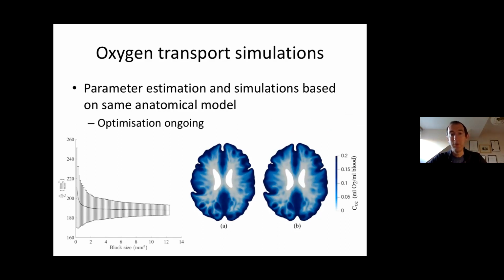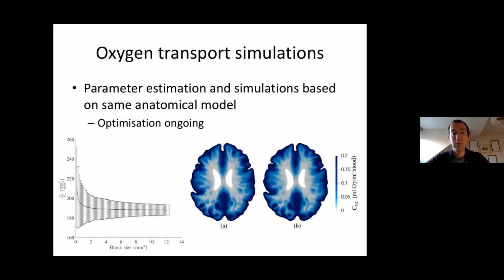So again, we need to do parameter estimation and generate simulations based upon the same anatomical model. The advantage is once we've got the flow field, we can then calculate the oxygenation. You can see some preliminary results on the bottom right. This is the oxygen in the capillary bed calculated for the whole brain model based upon the flow model that I showed you a moment ago.